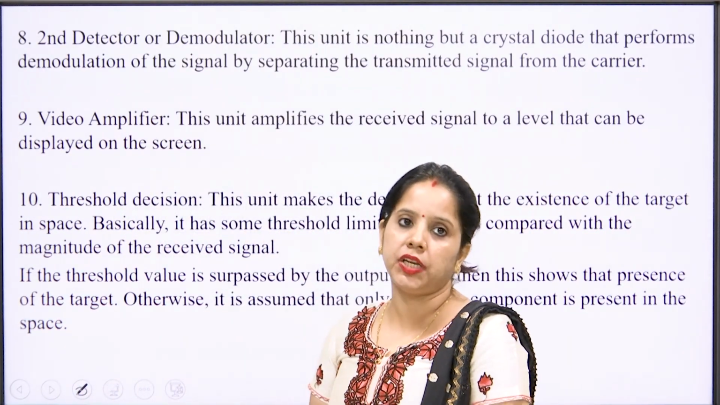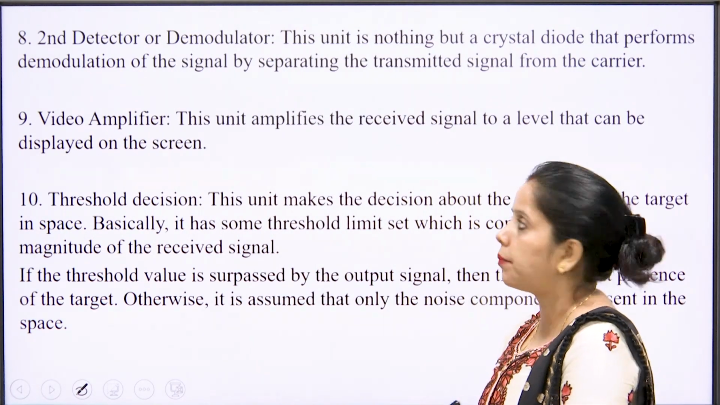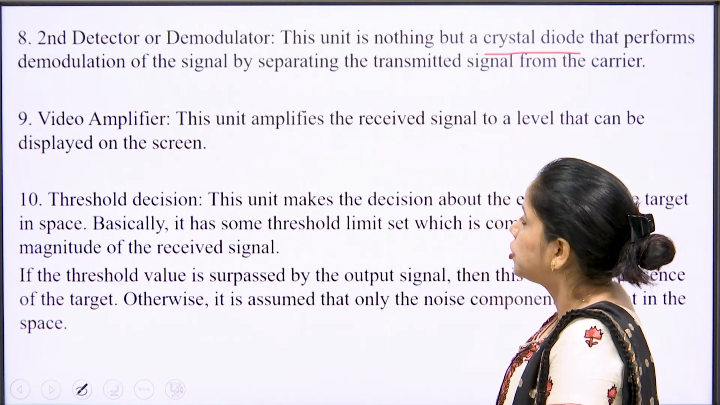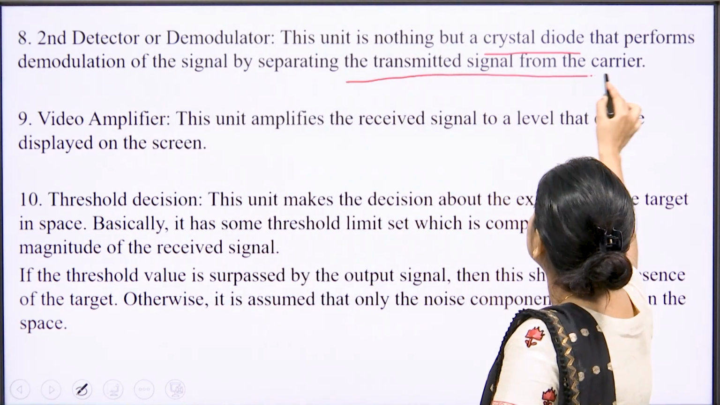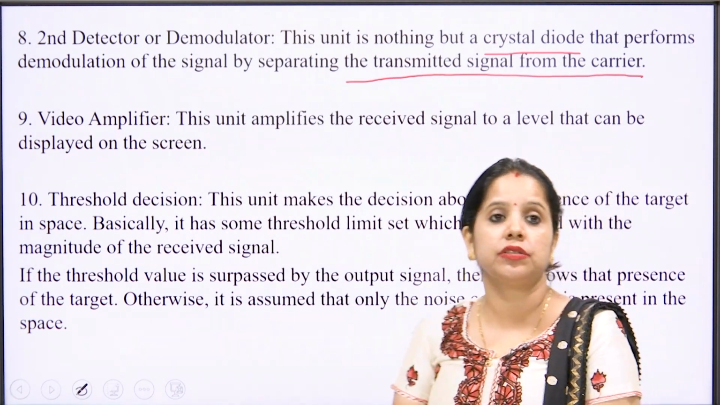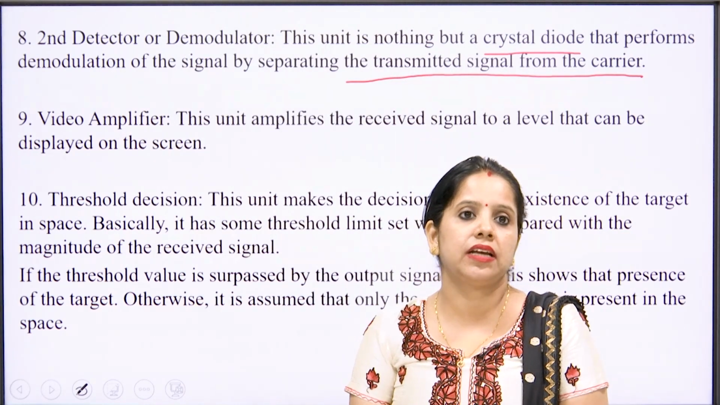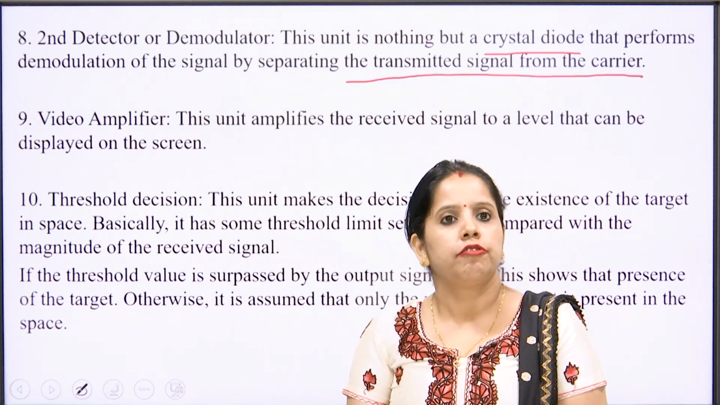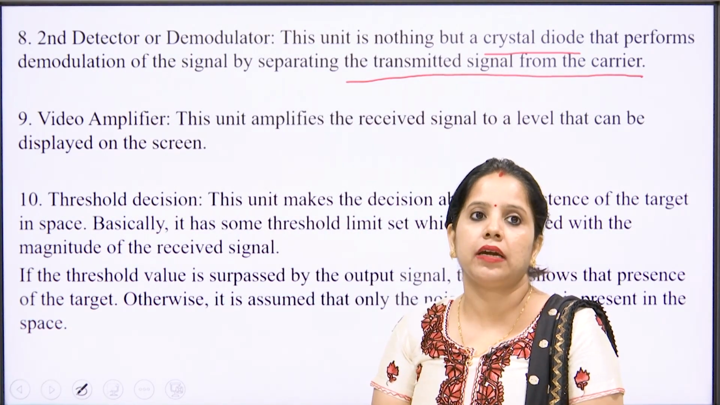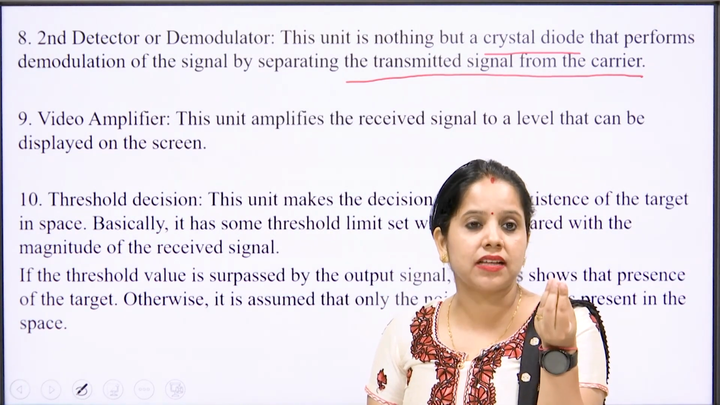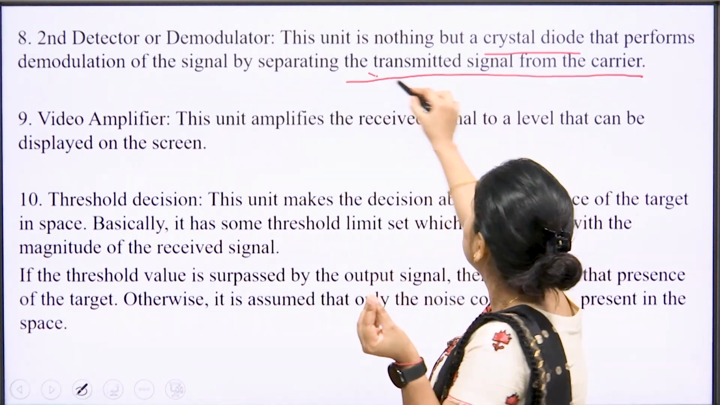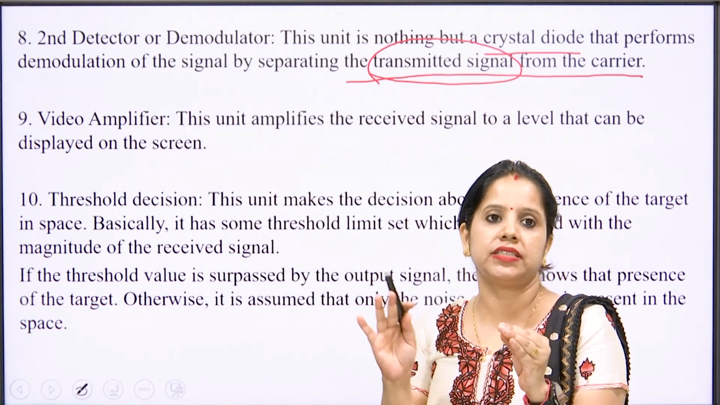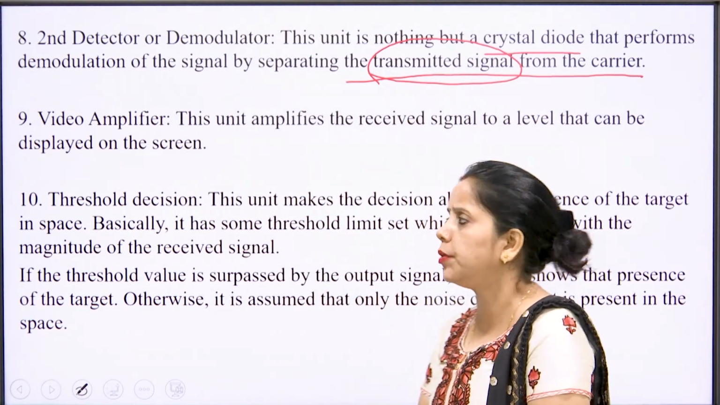Now, the second detector or the demodulator. The function of the demodulator is the same as we have in communication. The unit consists of a crystal diode that performs the demodulation of a signal by separating the modulating signal from the carrier. In normal communication systems also, we separate the modulating signal from the carrier. The same thing is happening here, and our modulating signal contains the information. Here that function is performed by the transmitter signal. So in the demodulator section, we are separating the transmitter signal from the carrier, same as we used to do in the communication system.